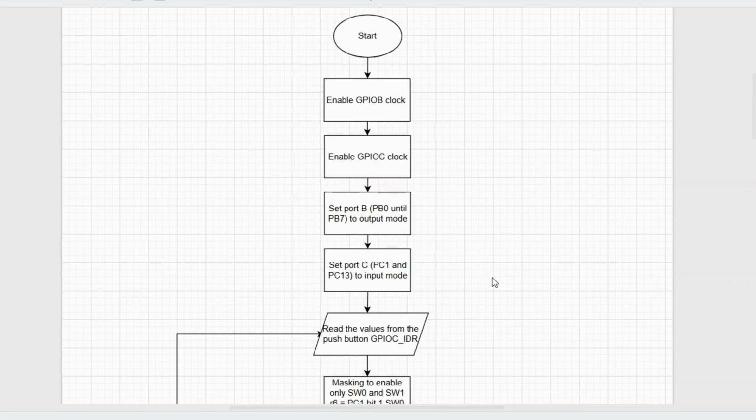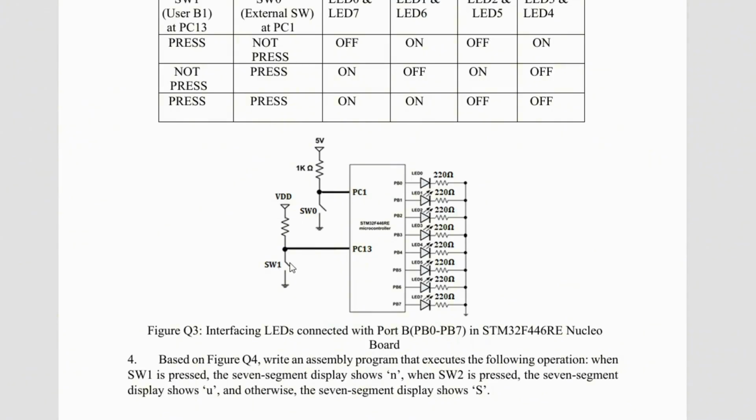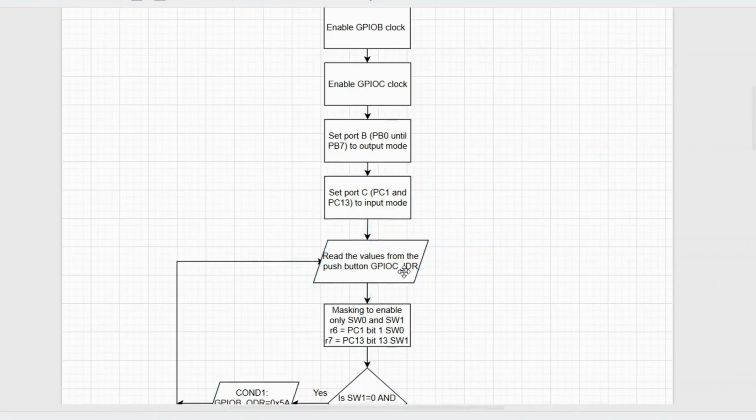After that, it will start to read the value from the push button, GPIOC_IDR, which is the switch value, switch 0 and switch 1. This switch is an active low switch since it is connected near to the ground.